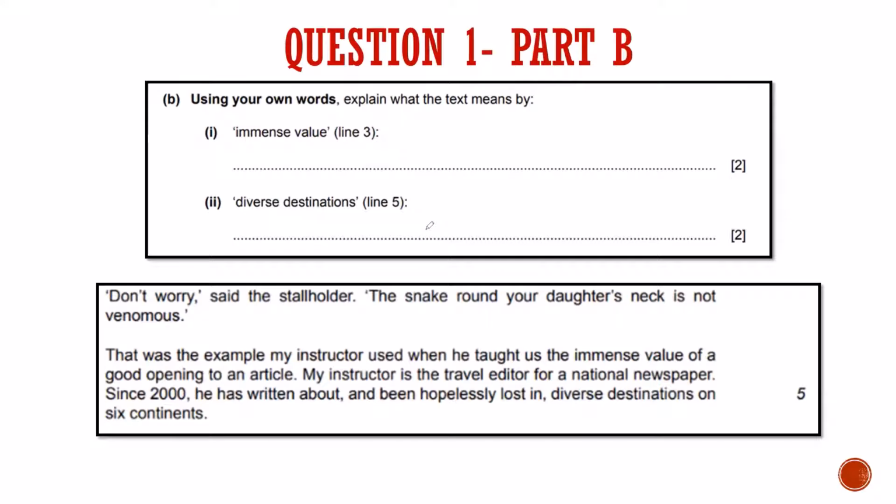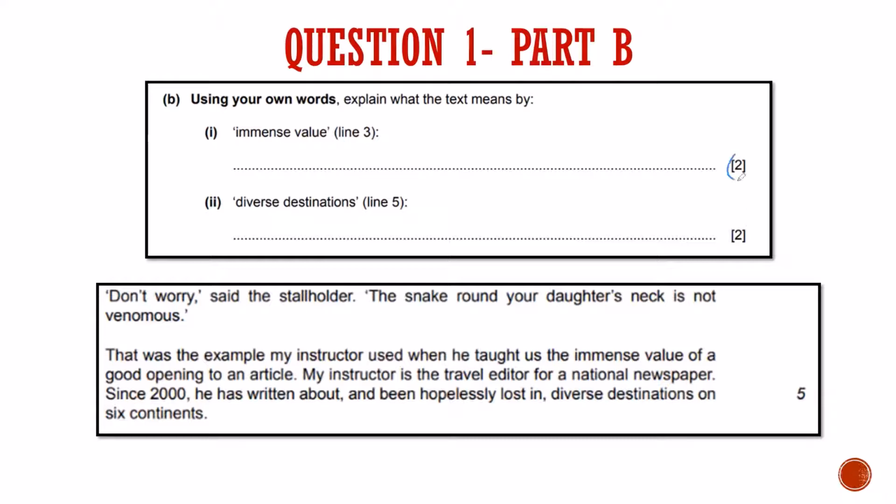Now we move on to part B, using your own words. Explain what the text means by immense value and diverse destinations. Here, you are not supposed to use the same words of the text, so you will use synonyms here. There are 2 strands or chunks here, immense value and diverse destinations. There are 2 things to be explained, so that needs to be decoded, and there are 2 marks.